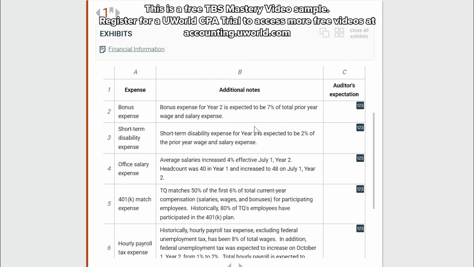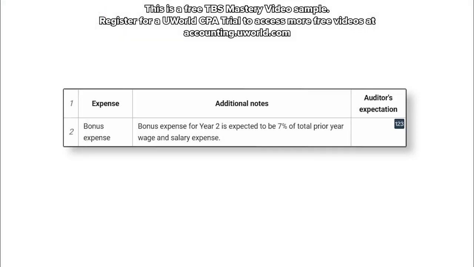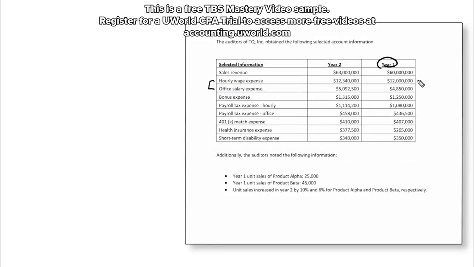Okay, let's go ahead and tackle one of these. Bonus expense doesn't look too difficult. The notes say bonus expense for year 2 is expected to be 7% of total prior year wage and salary expense. Now, note that the estimate is based on prior year expense, so that means year 1 numbers. What is total prior year or year 1 wage and salary expense? For that, I need to look at the exhibit. So I'm going to need to add $12 million and $4,850,000 in order to get my total.